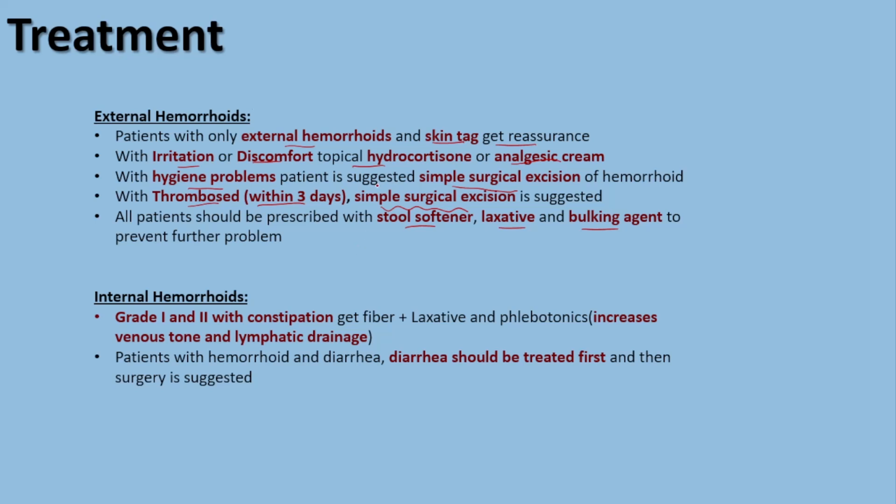the anal region. In case of internal hemorrhoid, we can have a patient who presents with grade 1 and grade 2, and also has constipation; getting fiber, laxatives, and phlebotonics will be enough. Phlebotonics are herbal extracts that help increase venous tone and lymphatic drainage and prevent further problems. If the patient has hemorrhoid with diarrhea, note that the diarrhea should be addressed and treated first, and only after that do we offer the patient a surgical solution.